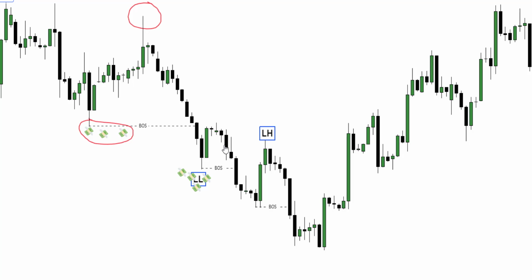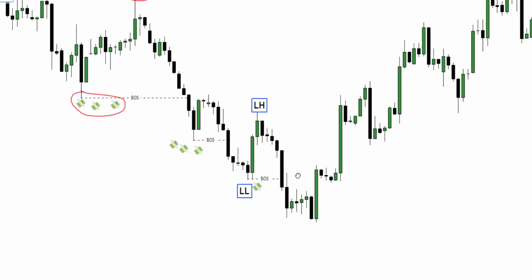So we have it here. Boom. This is the new lower low here. And all the money is now below here. Price pushing lower, grabbing that. Now look at this. Let me show you another one.